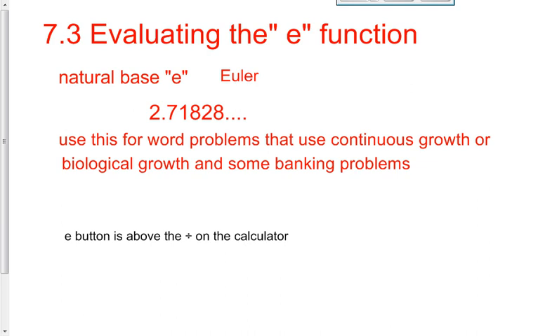This e button is on your calculator. If you look above the divide sign, you're going to see the small letter e right there. So to find it, go second, divide sign, and you will see that number. If you just want to pull your calculator out and practice real quick, go second e and then have that number raised to the first power. Hit the enter button and you should see that it comes up 2.7182 and so on.